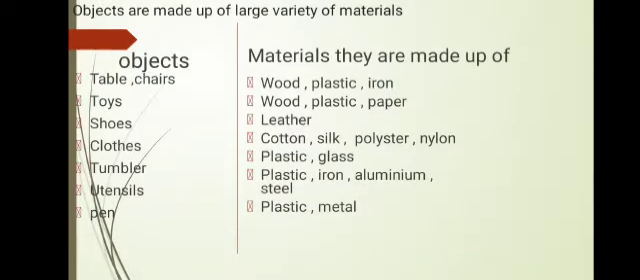Objects are made up of a large variety of materials. For example, if we want to make a table or chair, we need plastic, wood, iron. If we want to make a toy, we need wood, plastic, paper. If we want to make a shoe, then we need leather. For clothes, we need cotton, silk, polyester, nylon. For a window, we need plastics and glass and so on.